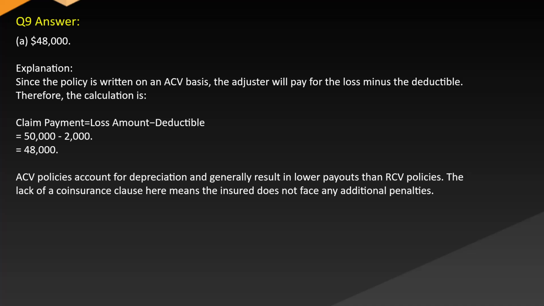Answer A. $48,000. Explanation. Since the policy is written on an ACV basis, the adjuster will pay for the loss minus the deductible. Therefore, the calculation is claim payment = loss amount - deductible, which equals $50,000 - $2,000 = $48,000. ACV policies account for depreciation and generally result in lower payouts than RCV policies. The lack of a coinsurance clause here means the insured does not face any additional penalties.